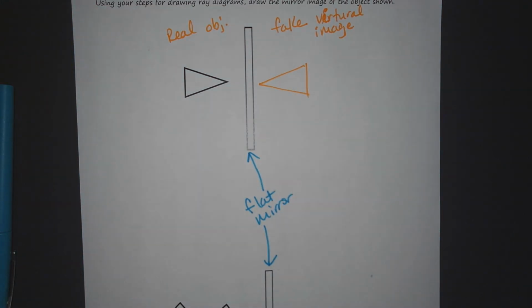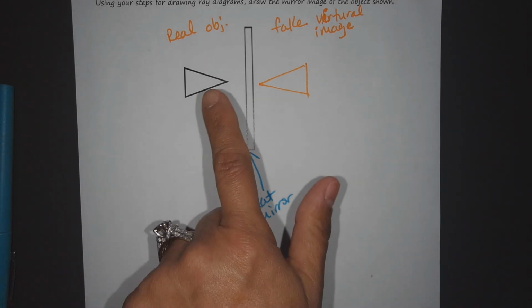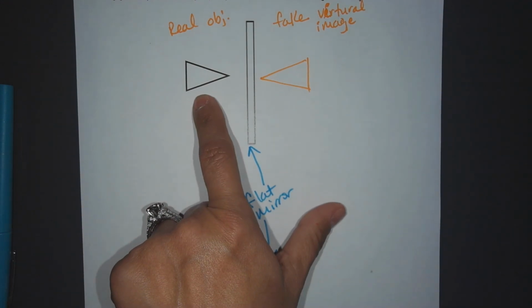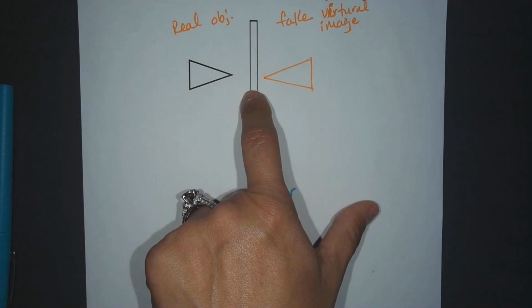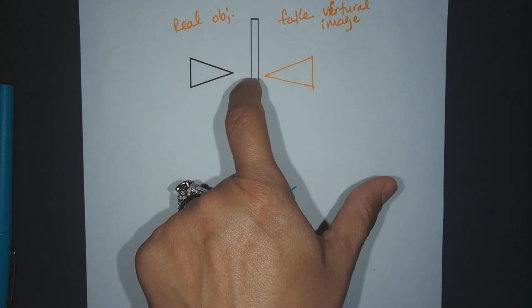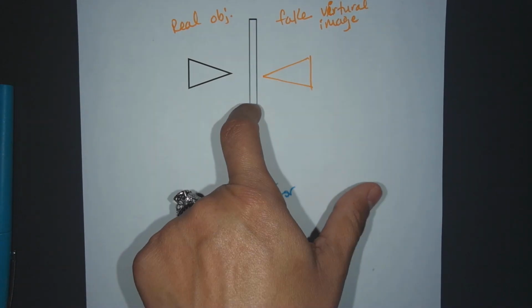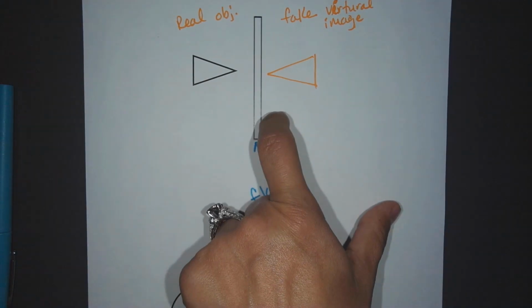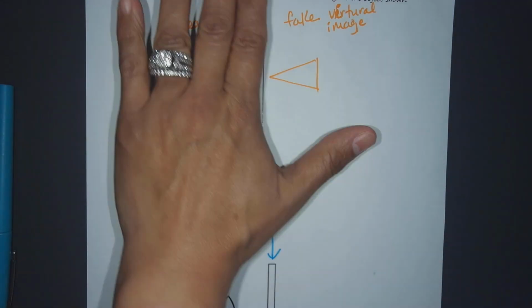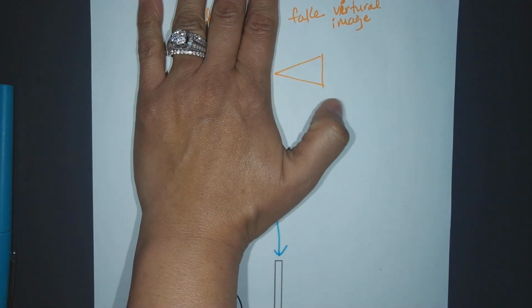Meaning, if this is the real one, then over here, it's going to look like this. So what I'm trying to say is on the quiz Friday, I'm going to give you the real object, and I'm going to tell you that it's looking at a plain flat mirror. Your A, B, C, D answer choice, this would be the correct one.